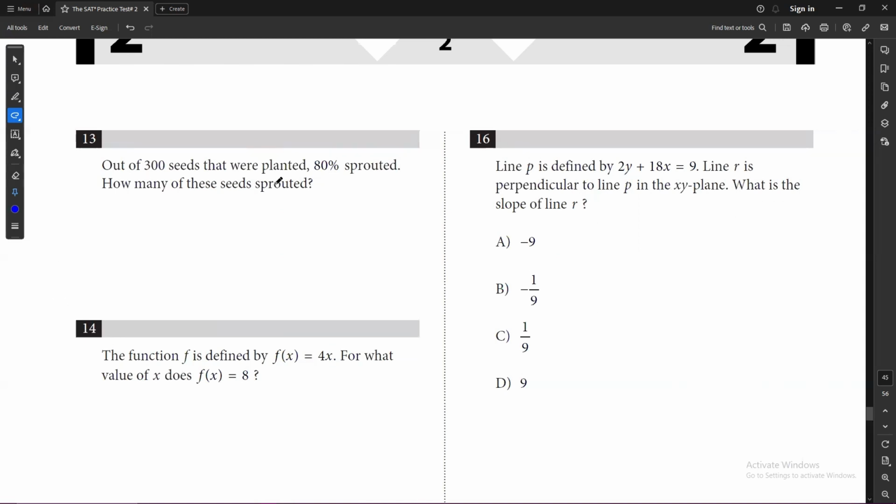All right, question number 13. Out of 300 seeds that were planted, 80% sprouted. How many of these seeds sprouted? Okay, if I have 300 as my 100% and 80% of this sprouted, how much would I have? And I actually don't want to confuse anybody. I'm just going to solve it in an easier way. You're basically solving for 80% of 300. What you can do is 80 over 100.